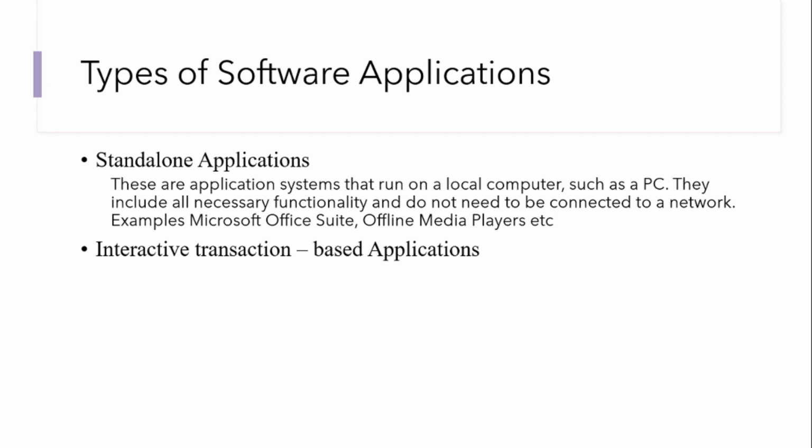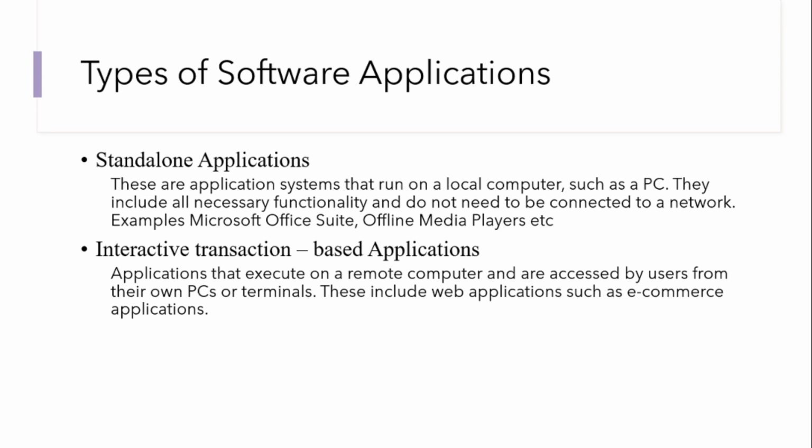The second one we'll be talking of is the interactive transaction-based application. Interactive transaction-based applications are the applications that execute on remote computers and are accessed by users from their own PCs or terminals. These include web applications such as e-commerce. So with interactive transaction-based application, mostly your device needs to get connected to a particular network, be it the internet or a local area network, before it can access certain types of application. So examples are various e-commerce applications such as Jumia and many more.